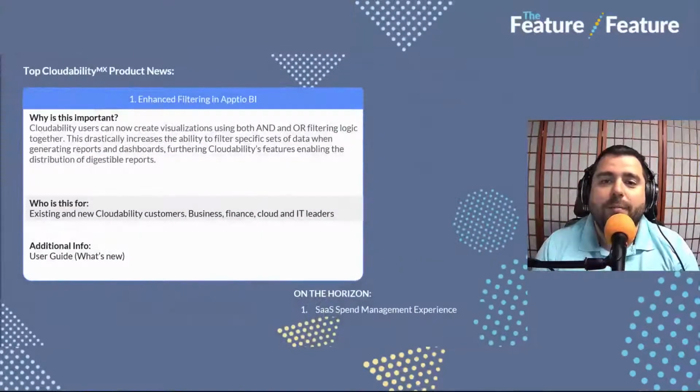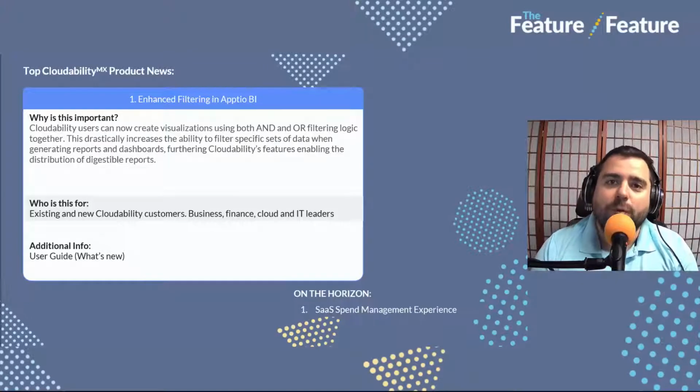Now, for Cloudability, we have enhanced filtering in Apptio BI for Cloudability. So again, this is another feature that is coming to Cloudability via Apptio BI. But in Apptio BI, for the Cloudability data that we have, you can now do that compound advanced filtering for the information that you're pulling into those Apptio BI reports.